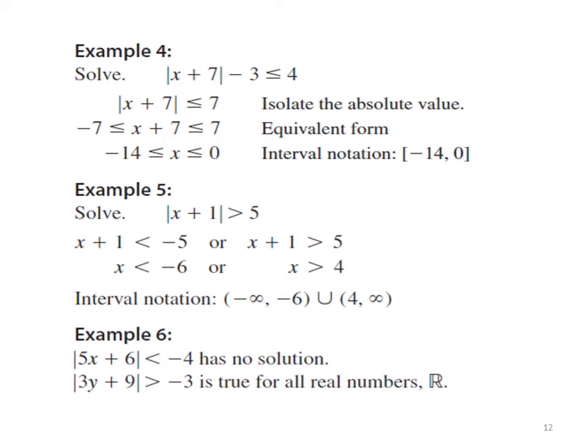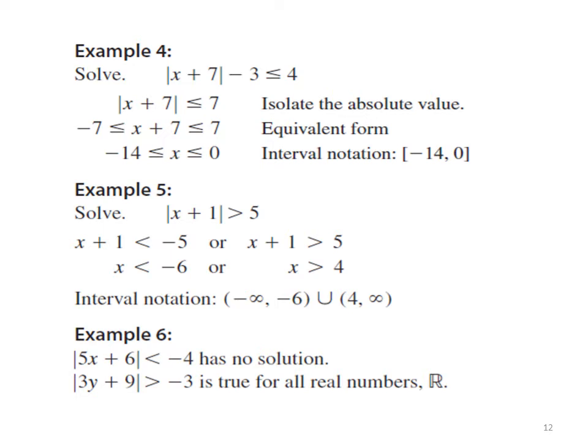Of course, we have some inequalities that have no solution, or some inequalities may be true for all real numbers. Let's look at example 6. The absolute value of 5x plus 6 less than minus 4 has no solution. That is because the absolute value is always greater than or equal to 0. This cannot be less than a negative number.